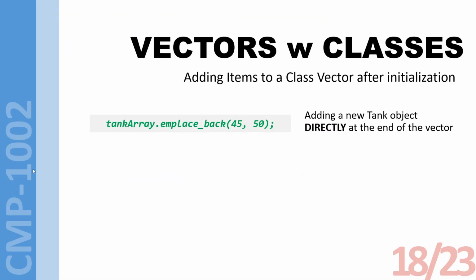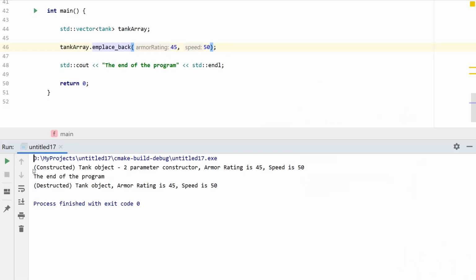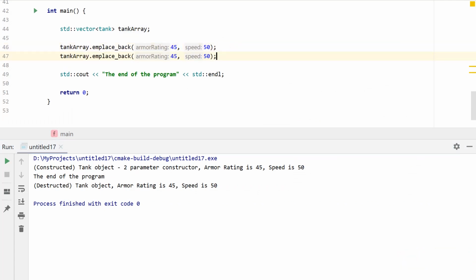Okay, so this is what we have already done. Let's do it one more time. Try to add a second tank object with the inplaceback and observe the calls to constructor and destructor. Okay, so we have kind of learned our lesson. We are seeing that the inplaceback is solving all of our problems. Let's try it again with another. I'm just changing the values, because otherwise it's going to be very difficult to understand which destructor belongs to which one of these things, right?